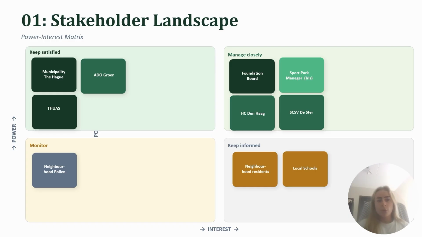In Keep Informed, we have neighborhood residents and local schools. They both use the facilities and the fields and therefore have high interest. However, they do not have a direct say in decision making and therefore have low power. And in Monitor, we have the neighborhood police. They operate in the background but are important contacts if issues arise.